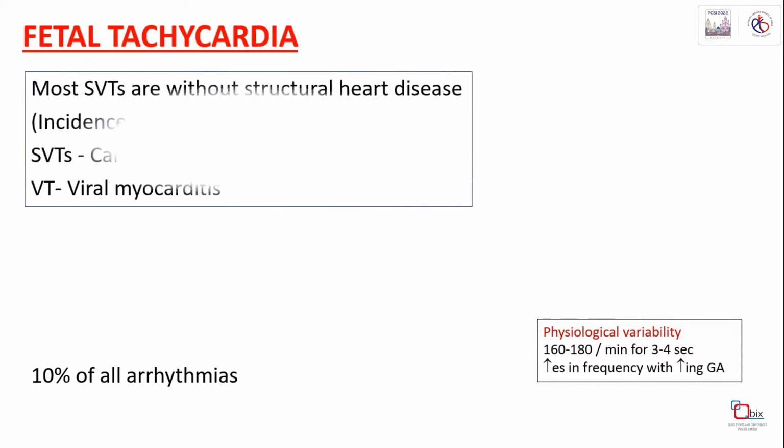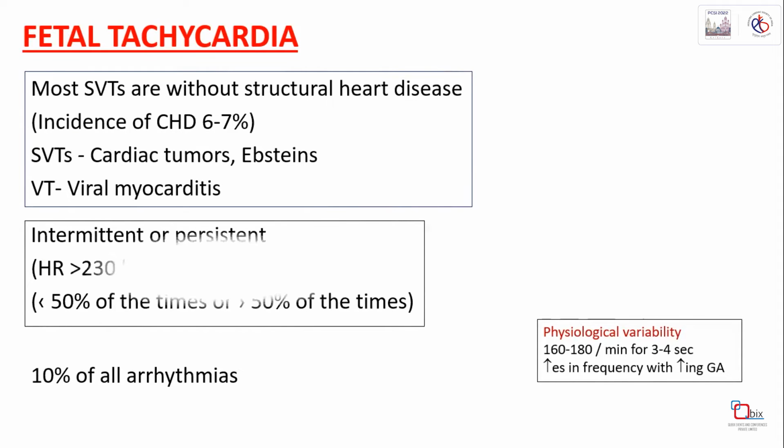Coming to tachycardia, a little change in the heart rate in terms of tachy-brady is physiological. So remember the definition that the heart rate between 160 and 180 or more than 180 is abnormal. Tachy is more common than brady. Structural heart diseases like Ebstein's or rhabdomyomas can happen, including myocarditis with tachy. There is a definition which is defining it as intermittent or persistent tachy. Intermittent means it's happening less than 50% of the time duration of your examination.